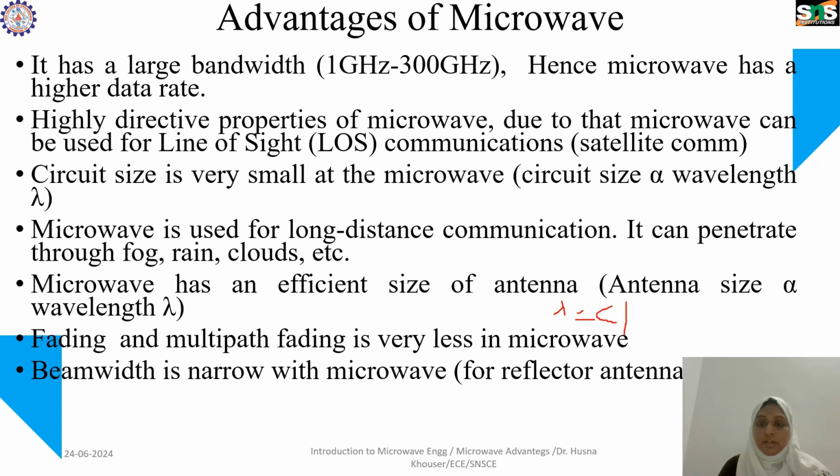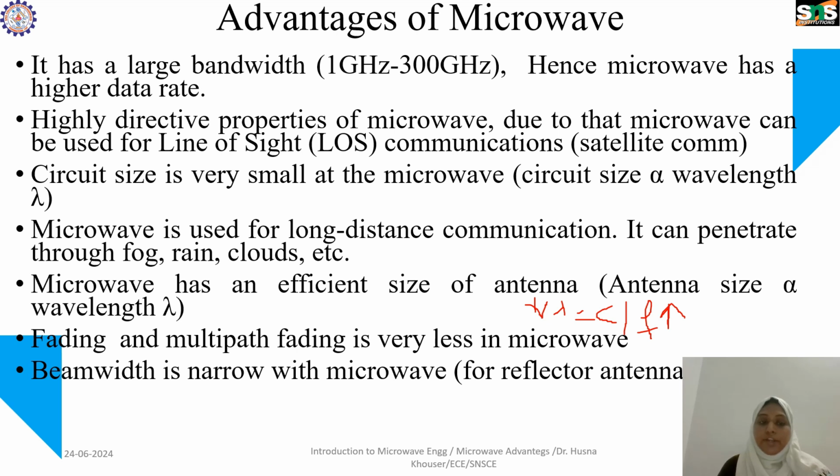C is the velocity of light, 3 into 10 to the power of 8, and f is the frequency. As we increase the frequency, the wavelength will get reduced. So if we go for millimeter wave application, the antenna size will be very small, like 10 mm. Not just 10 mm, it will reduce even further. So based on the frequency, the wavelength will vary.